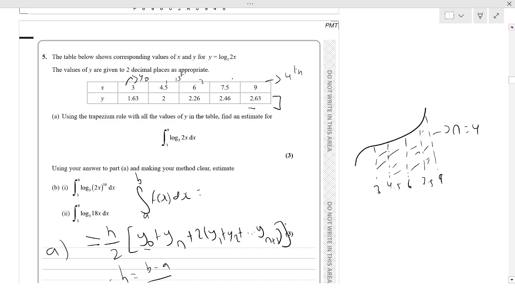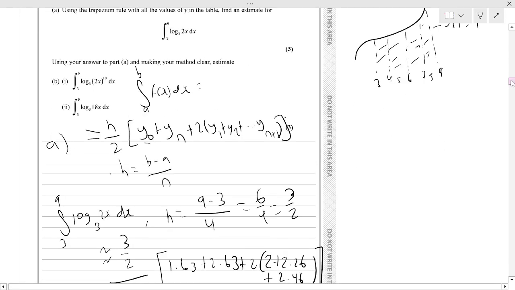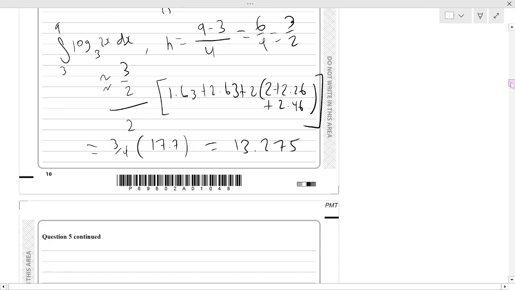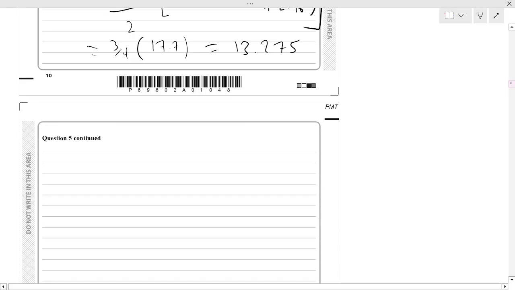So you have to start from 0, not 1, essentially. You count your way up, and that'll tell you your n. That's how many strips you have. And then once you've found n, you can just use the formula essentially. Plug the values in, and yeah, I'm going to leave it there.